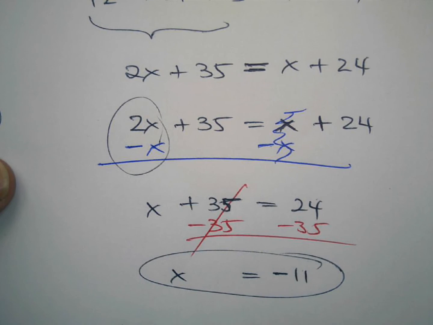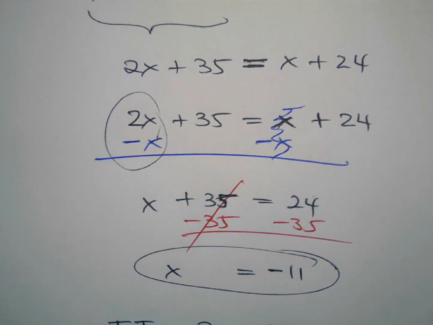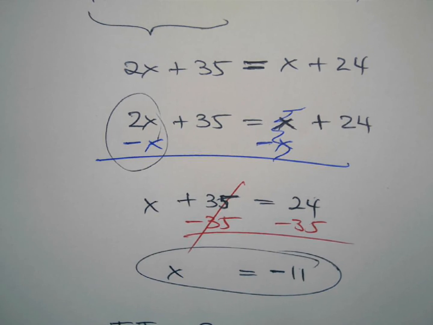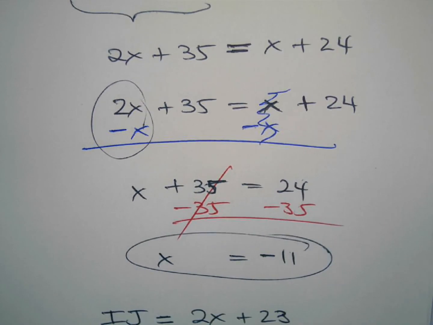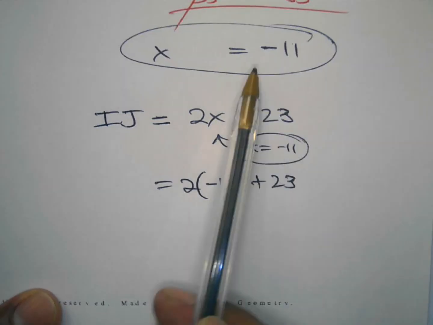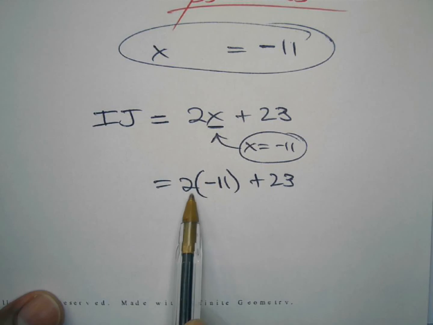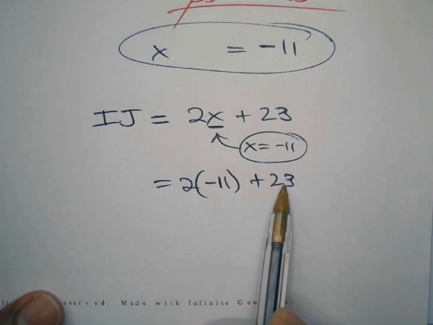If IJ is 2x plus 23, and I just found this answer for the value of x, I just found out that x is equal to negative 11. That means that that's going to be 2 times negative 11 plus 23. Sorry, you couldn't see that. IJ is 2x plus 23, right? We got it from up here. We just found that x is negative 11, so I'm going to substitute it here. So that's 2 times negative 11 plus the 23.